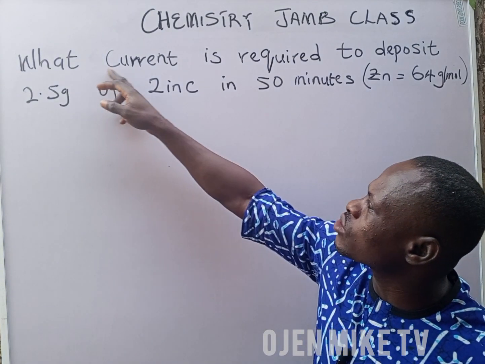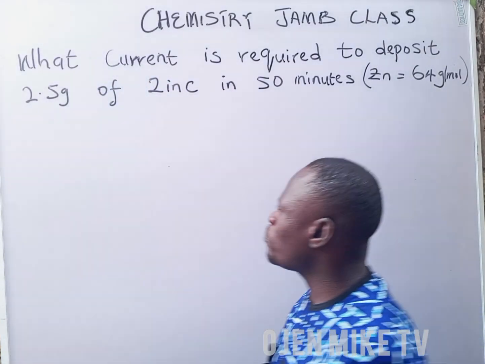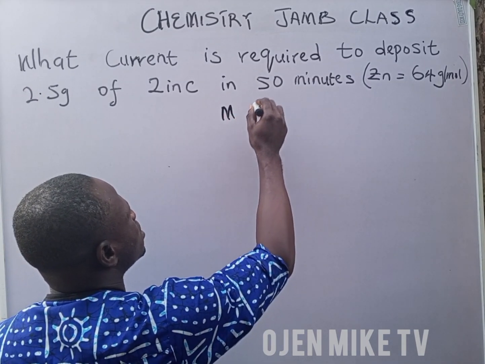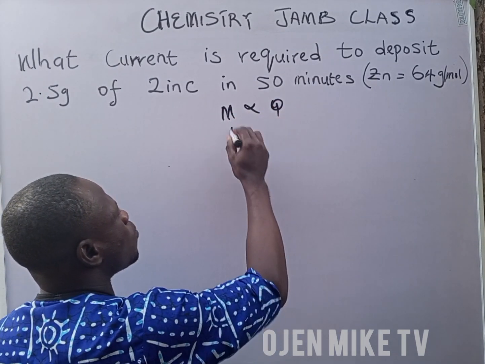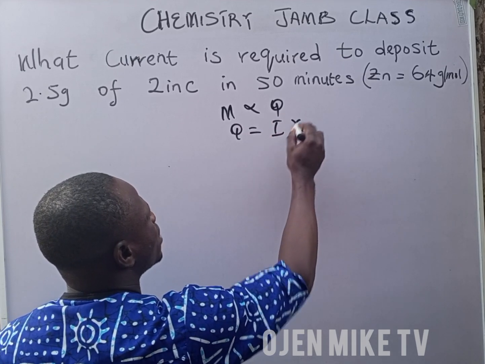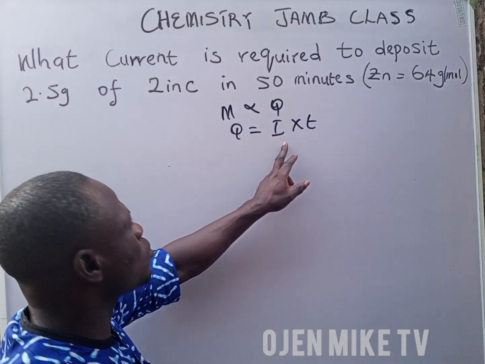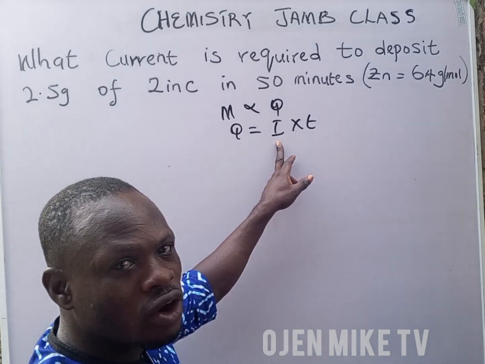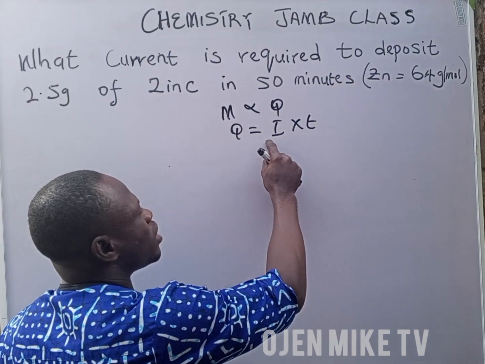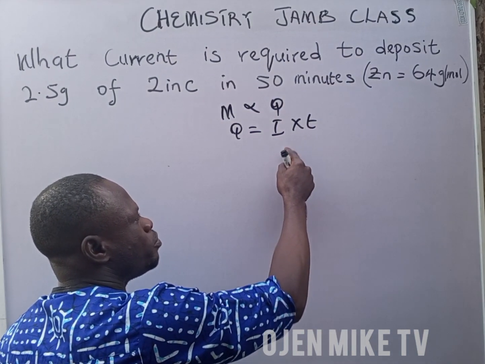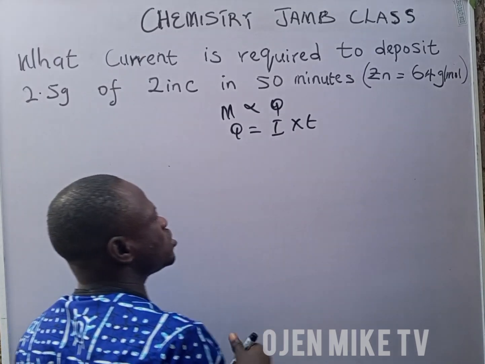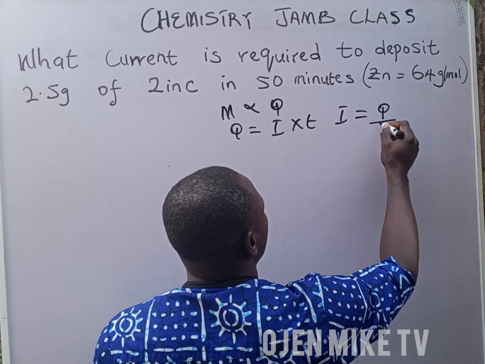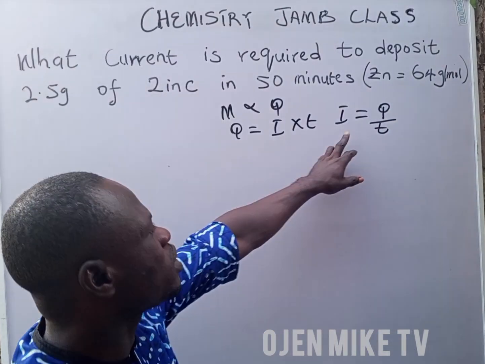In this one, we are asked to calculate what? We are asked to calculate current. And by our formula, by Faraday's first law, we say mass is directly proportional to quantity. But quantity is equal to current times time. So we are going to use this formula at last to find our current. We will make current the subject of the formula. If you make current the subject of formula, it means that you are dividing all through by T, so that T will cancel here, and current will now be equal to quantity over time. This is the formula we are going to use.